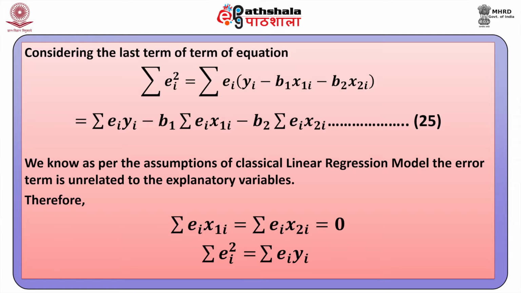This is equal to sigma Ei yi minus B1 sigma Ei x1i minus B2 sigma Ei x2i. We know, as per the assumptions of the classical linear regression model, the error term is unrelated to the explanatory variables. Therefore, sigma Ei x1i is equal to sigma Ei x2i is equal to 0. Sigma Ei square is equal to sigma Ei yi.